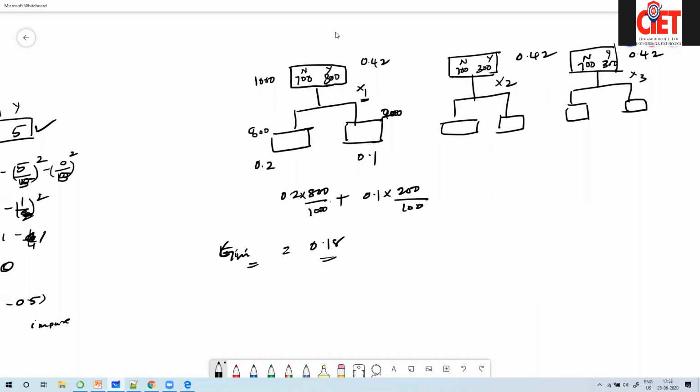If we use x2 to split, let's say this gave 0.3. And if we use x3 to split, let's say this gave 0.3.